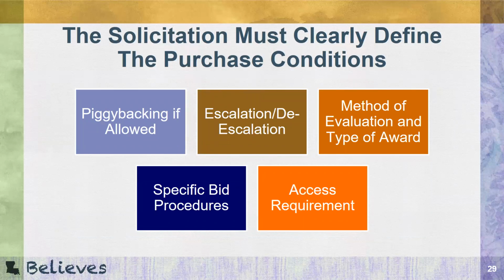The solicitation also has to include piggybacking if it will be allowed. If applicable, an escalation or de-escalation clause that is always based on an index. It has to include the method of evaluation and the type of contract. Specific bid procedures must be included, and all solicitations must include the access requirement by the SFA, state agency, USDA, and the Comptroller General.